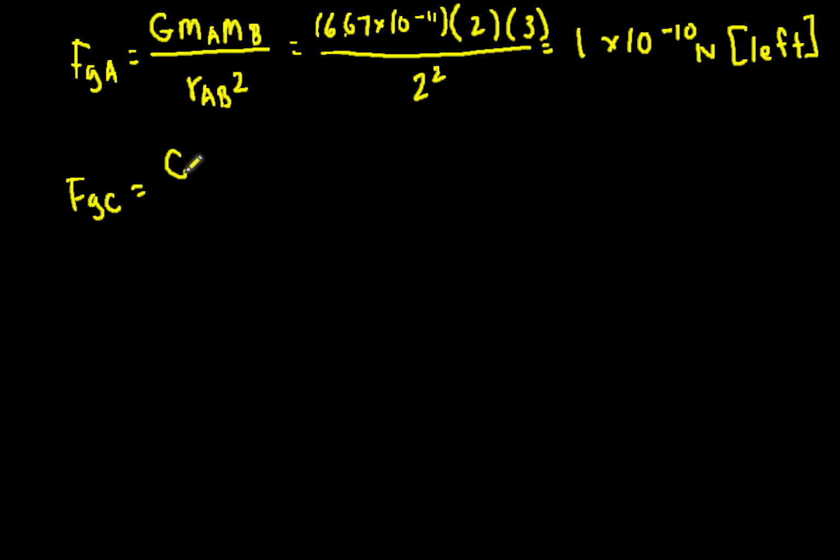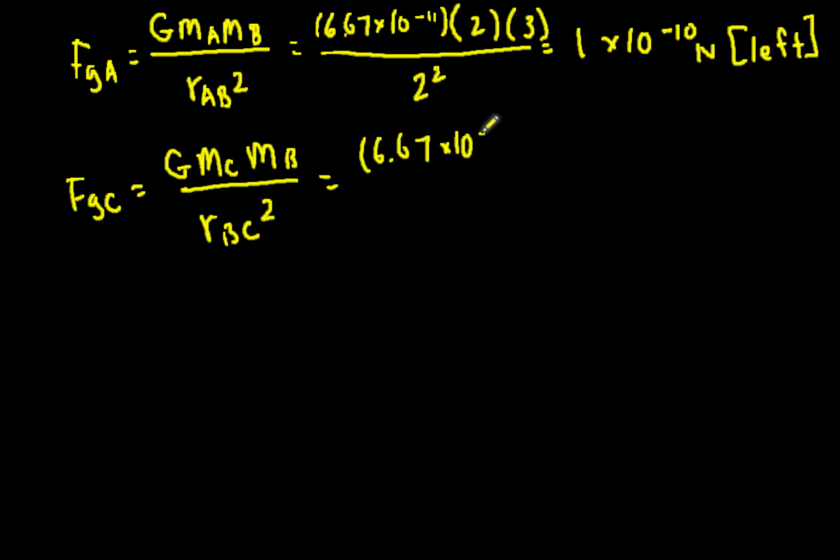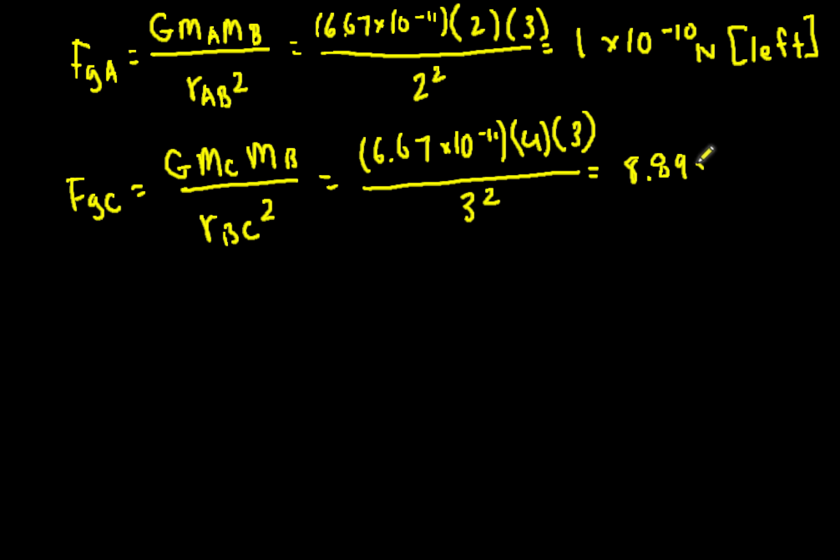FGC is G MC MB divided by RBC squared, which is 6.67 times 10 to the minus 11 times 4 times 3 divided by the distance between B and C, which is 3 squared. This gives us 8.89 times 10 to the minus 11 newtons down.